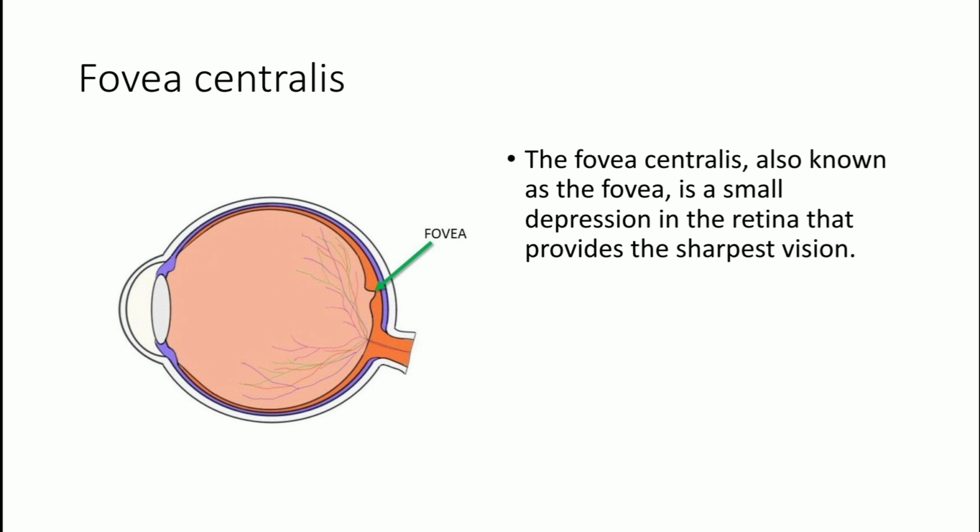Photoreceptor cells: unlike other areas of the retina, the fovea contains almost exclusively cone photoreceptor cells, which are responsible for color vision and sharp details. Clinical relevance: damage to the fovea, such as from macular degeneration, can significantly impair central vision.